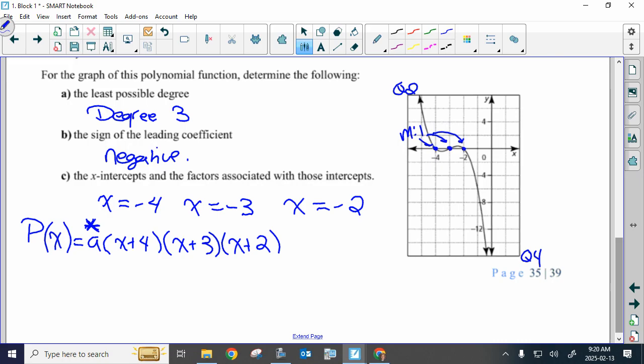Okay, so all I was actually asking for were the factors associated with the x-intercepts, but I actually want you guys to start writing like, oh, this is the polynomial factored form, but I haven't found the a value yet. We're going to get into finding the a value shortly, okay?